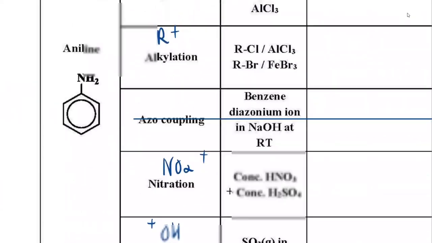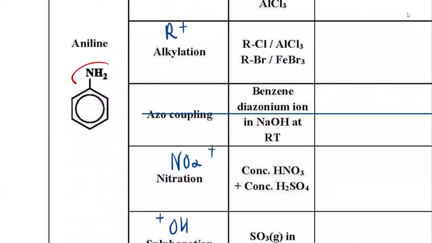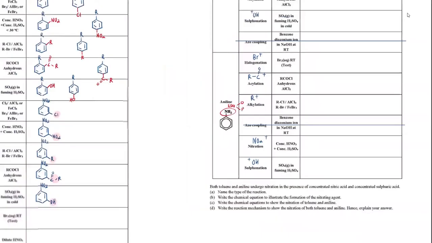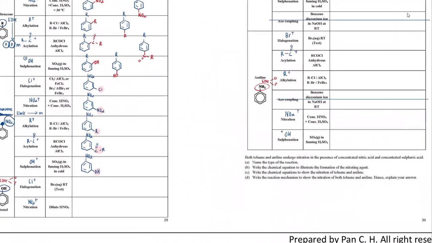Next, this last one, aniline. This aniline is NH2. NH2 is an amine group. So this amine also belongs to EDG, so you prefer ortho or para position. Later you draw the products. Try to draw first, and in case you have questions, then you text teacher.